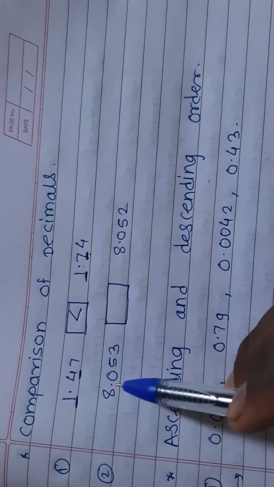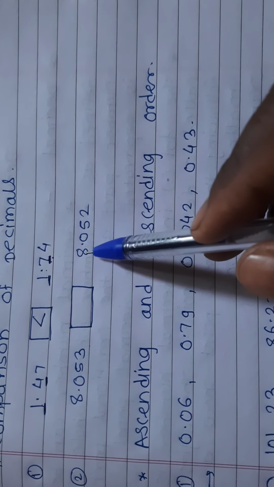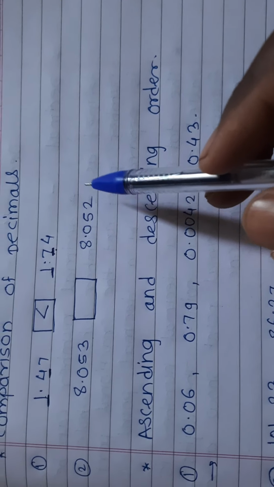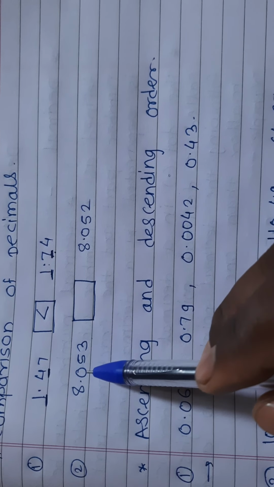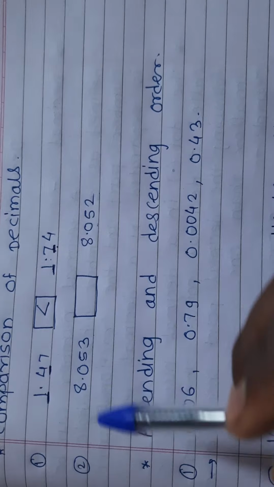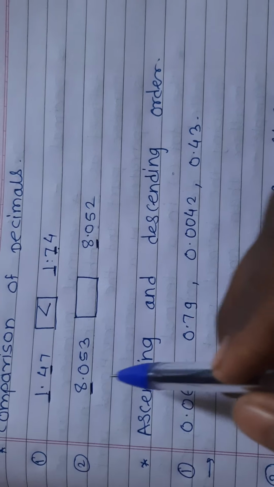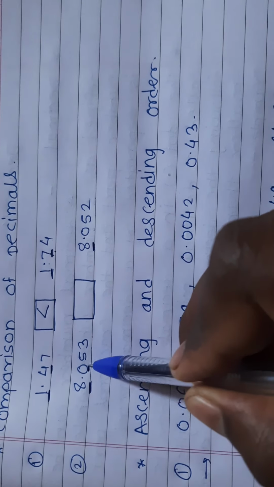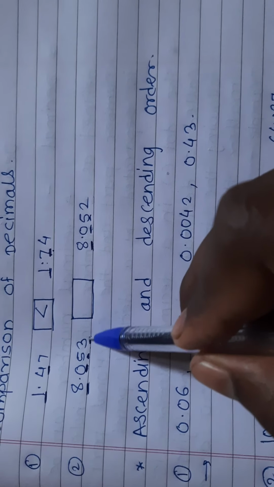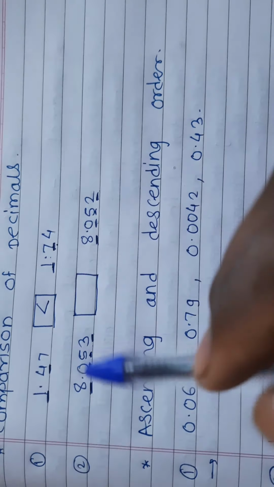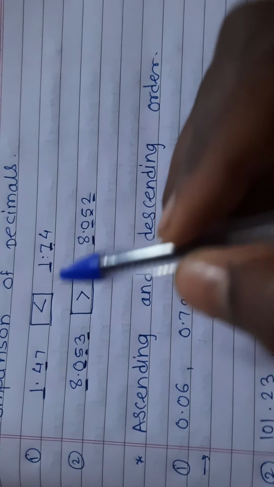Okay, then the next one: 8.053 and the second number 8.052. Here the decimal places are the same, 3 places. First compare the whole number. The whole number is the same. Then the first decimal place is also the same. The second place is also the same, and in the third place here is 3 and here is 2. So 3 is the biggest one. So 8.053 is the greatest one.